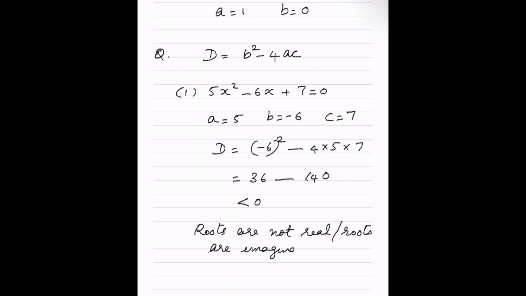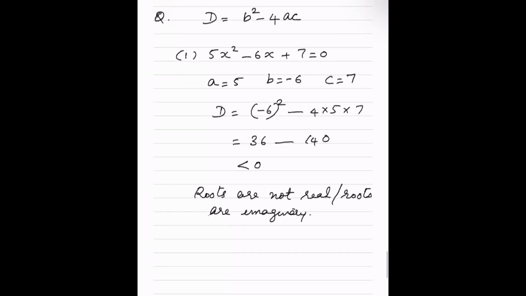One of this you can write, okay? Roots are imaginary since b square minus 4ac is less than 0.